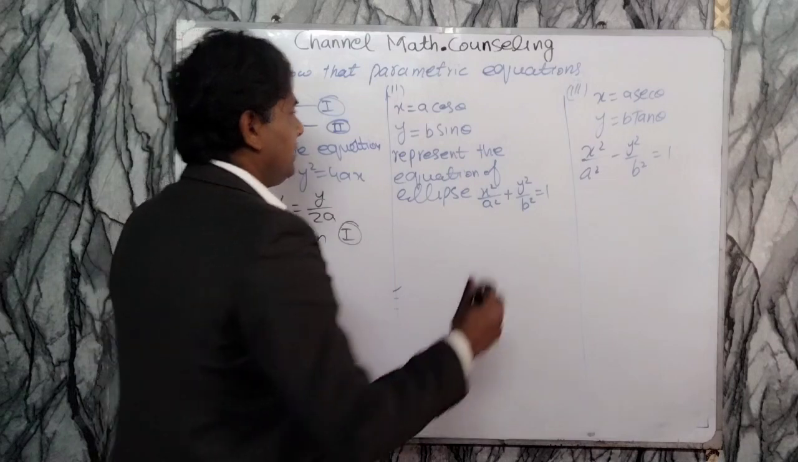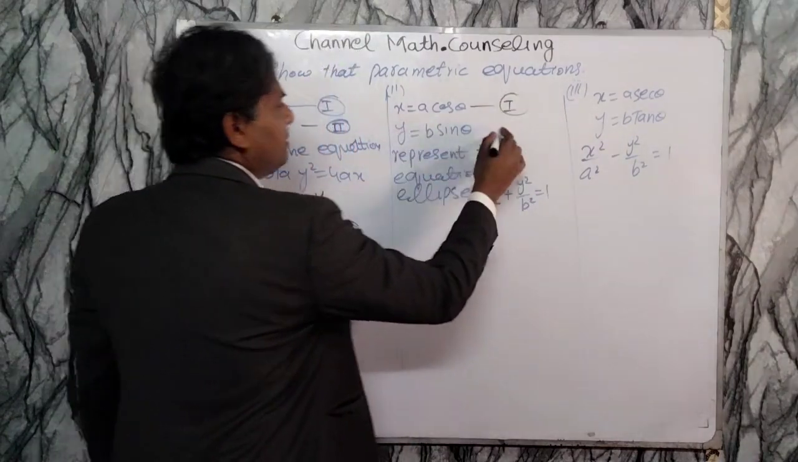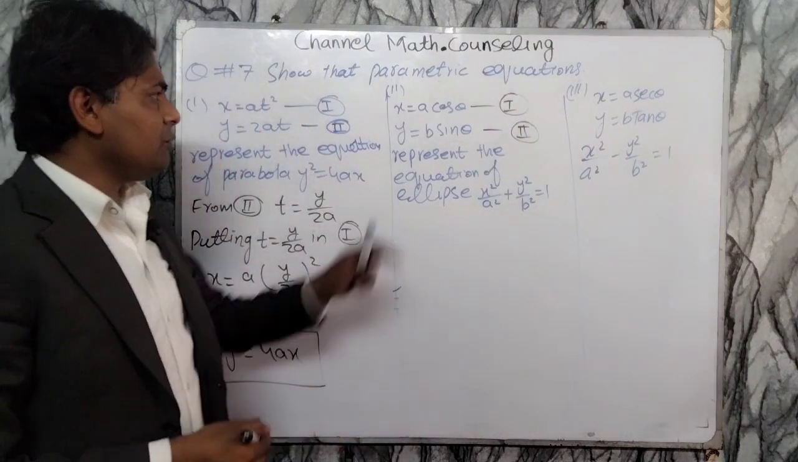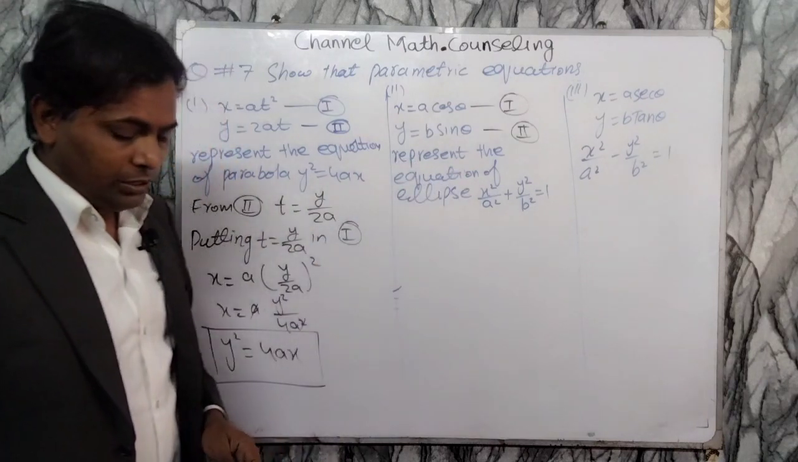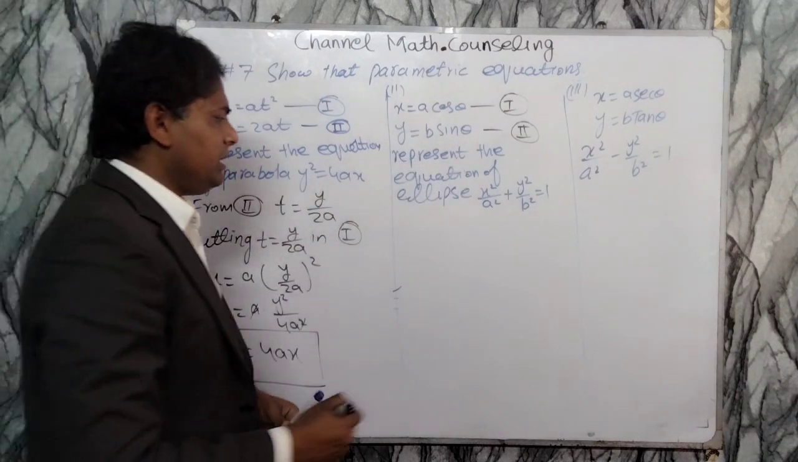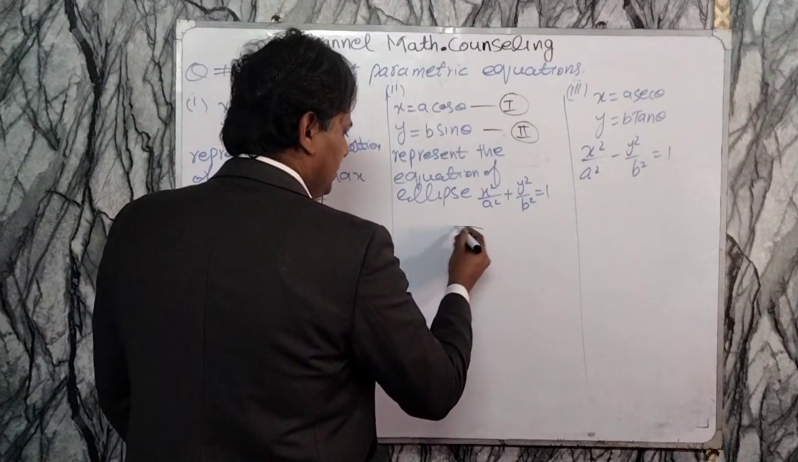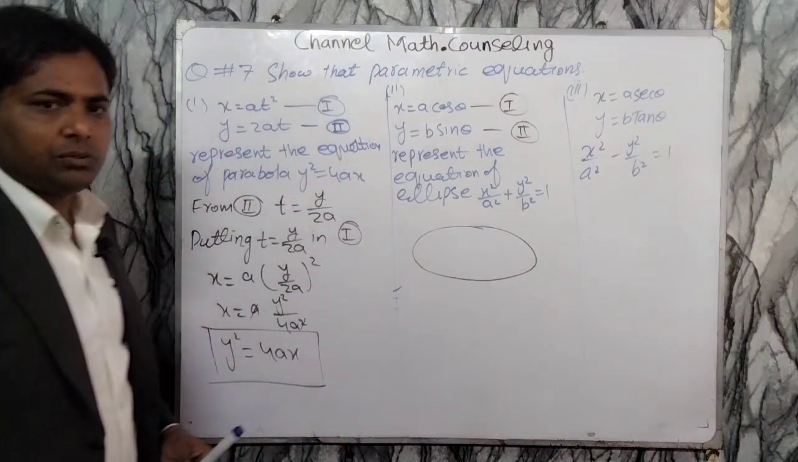Now I give the name equation number 1 to this equation. The second one is equation number 2, that is y equals b sin theta, which represents the equation of an ellipse. You know which one is the shape of the ellipse? The ellipse shape is like that, the egg. It can be like that. This is the shape of the ellipse.